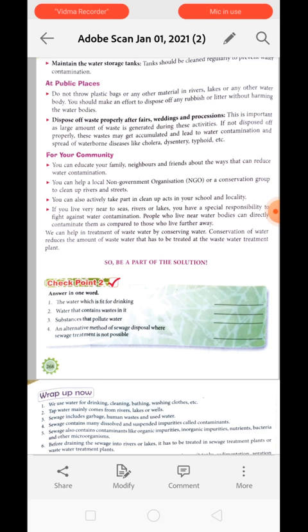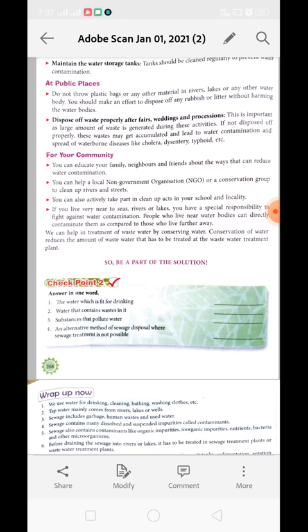Okay, this is important, as a large amount of waste is generated through these activities. If not disposed of properly, this waste may get accumulated and lead to water contamination. Okay, if water contamination happens, the waterborne diseases like cholera, dysentery, typhoid will get spread. Okay, now for your community, what can you do? You can educate your family, neighbors, friends about the ways that can reduce water contamination.